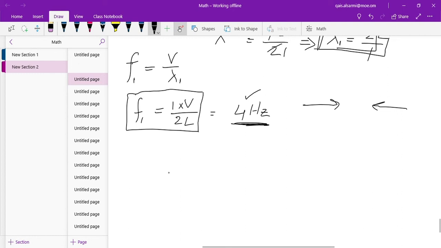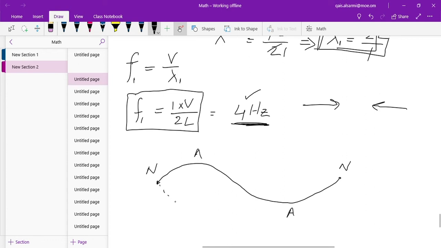Now what about the second mode of vibration? So once again, I'm going to draw a standing wave with the second mode of vibration. The picture for the second mode of vibration will look like this, having nodes at these 2 ends. Now here we can have 2 antinodes, one here and one here.